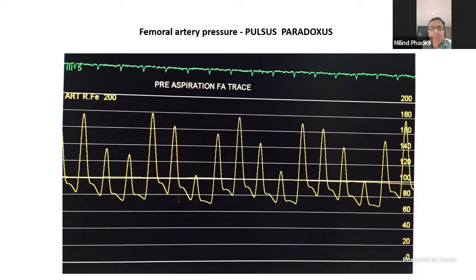Look at the systolic pressure variation during respiration, the maximum and the minimum. See the difference. The same thing that you see on the blood pressure with the blood pressure cuff, you are seeing in the femoral arterial tracing. There is more than a 10 millimeter difference in the arterial pressure tracing with respiration. You consider it as a pulsus paradoxus. Pulsus paradoxus.